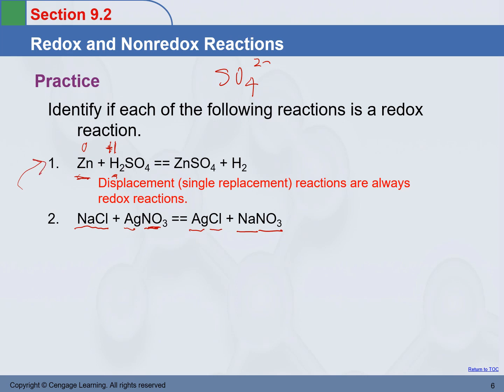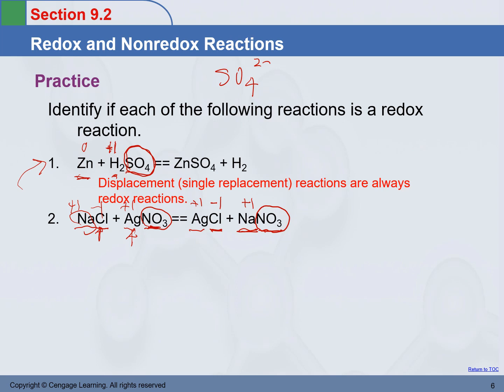If we remember what we did for the sulfate in the last example, you know nitrate, you don't have to worry about it. It didn't change. It stays at nitrate. We know chloride in an ionic compound is -1. After reaction, still combined with a metal, -1. Chlorine didn't change. Sodium, we know it's +1 because it's a column 1A metal. Sodium still +1. Silver +1, silver +1. None of them changed. This is a non-redox reaction.